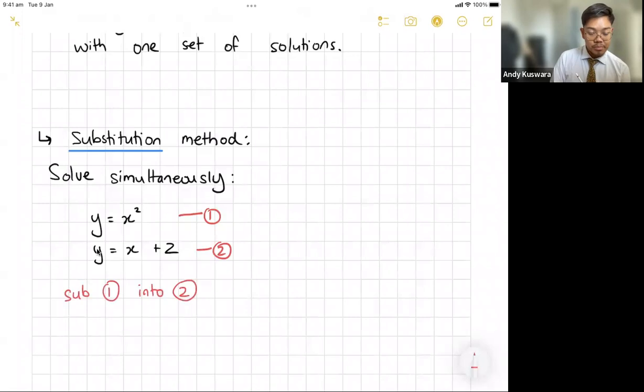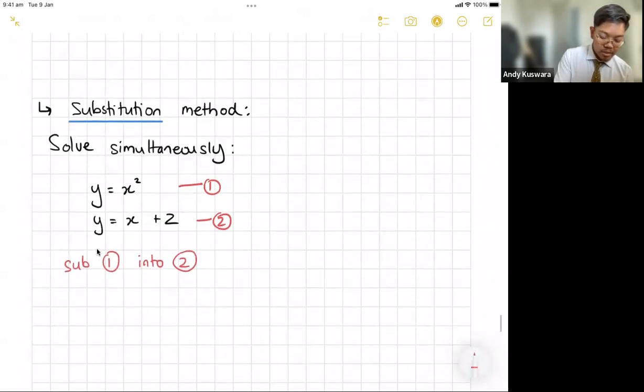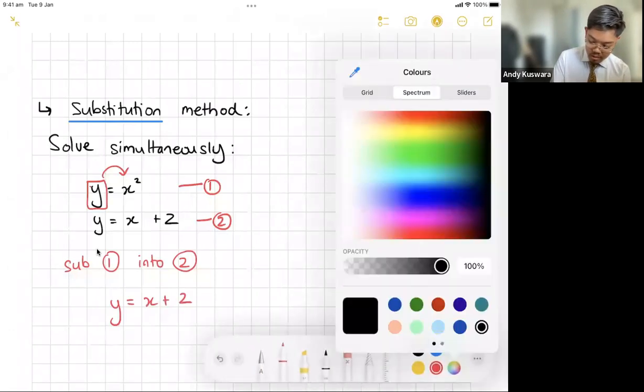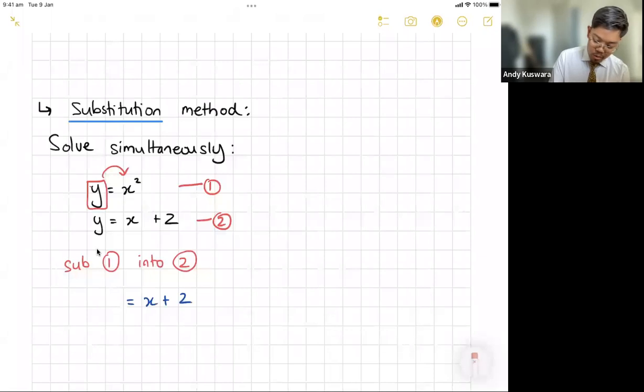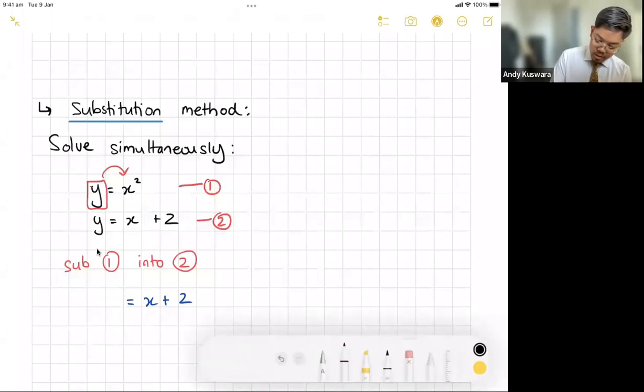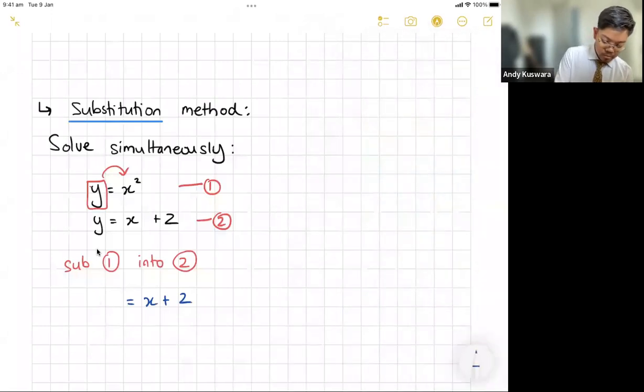into equation number two. So the way I'm going to do that is, every time I see y, I'm going to replace it with x squared, but I'm going to do that in the second equation. So instead of writing y equals x plus 2, I'll do this in a different color. Instead of doing that, I'm actually going to replace y with what we said y was, which is x squared. Okay, so we've just substituted that out.